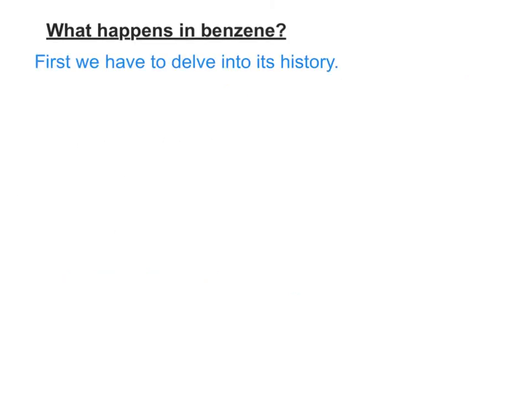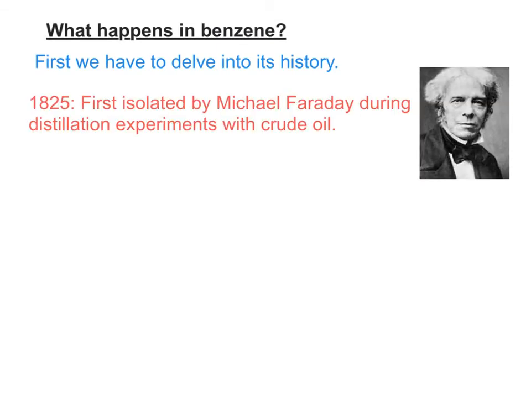Before we explain what's actually going on in benzene, which is slightly different, we have to delve into its history. The first person to actually isolate it was Michael Faraday. He was more famous for his work with physics and electricity, but he was doing some experiments on distilling crude oil and managed to isolate a compound with the molecular formula C6H6.